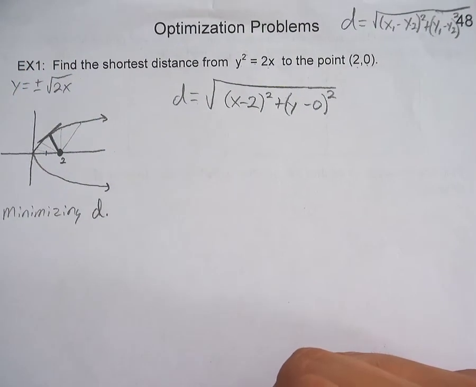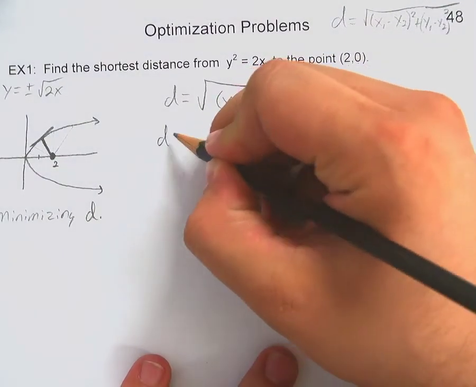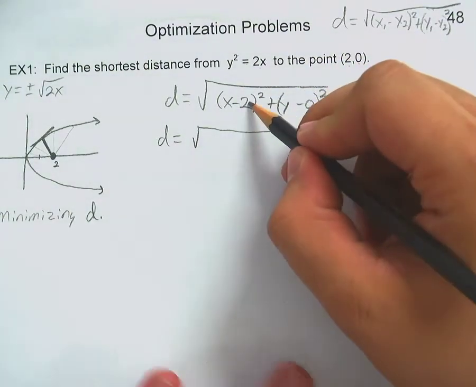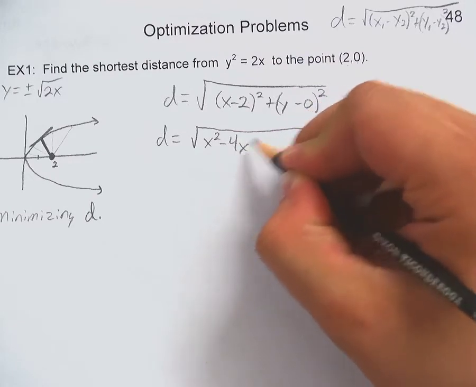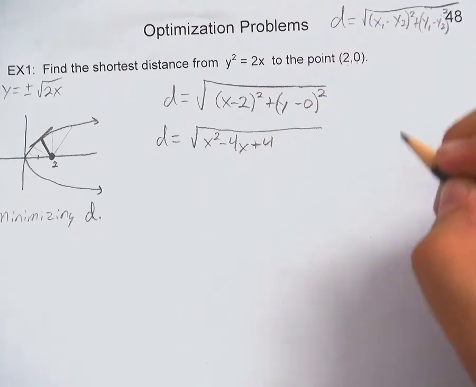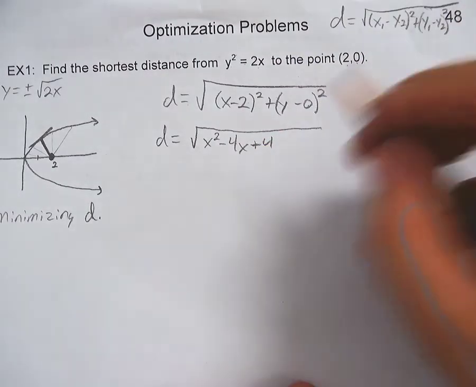Okay? So let's see what this will come out to be here. I've got D is equal to the square root of (x minus 2) squared, which is x squared minus 4x plus 4, excuse me. Y minus 0 is just y, so that's y squared.